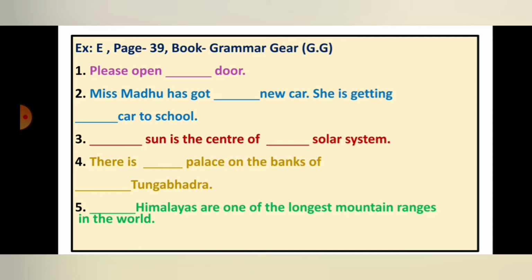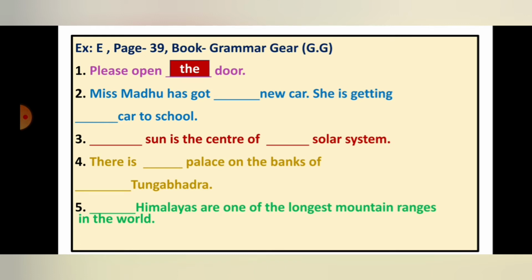So the very first example in the exercise is, please open dash door. You know, or the speaker knows, which door you have to open. So here we cannot say open a door. We don't tell anyone to open a door. We know that we have to open a fixed one. So for this we have to use the. Please open the door.